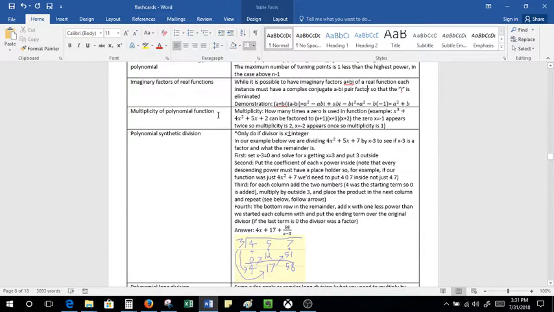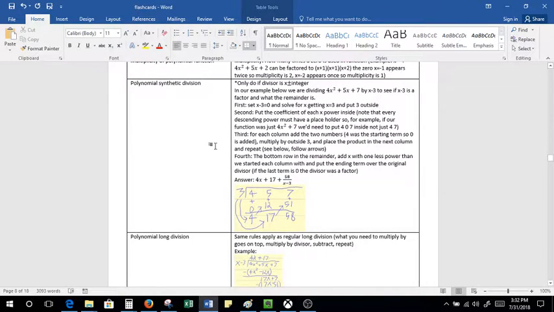The multiplicity of a polynomial function is how many times a 0 is used in a function. So, for example, x cubed plus 4x squared plus 5x plus 2 can be factored into these three. x plus 1 shows up twice, and x plus 2 shows up once. So the 0 from x plus 1 has a multiplicity of 2. Since this one shows up once, it has a multiplicity of 1.